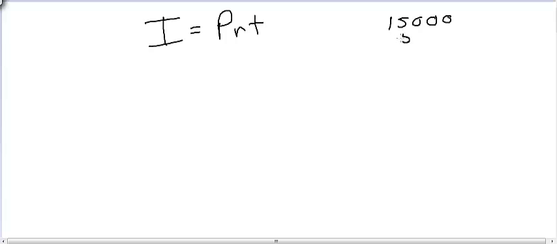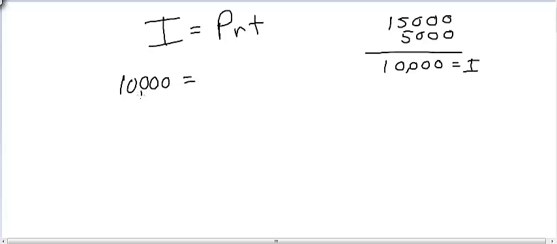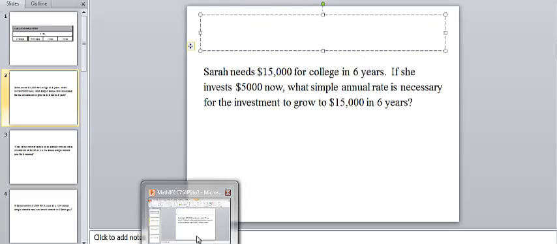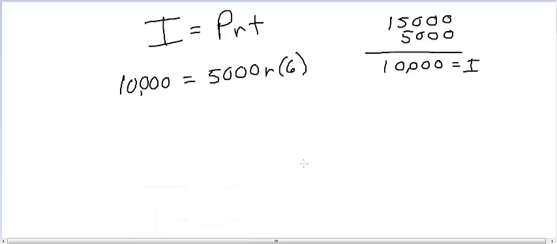So using our formula, I equals PRT. Again, we want 15,000. We have 5,000. The difference is the interest that we want to make up. So 10,000 equals, we started with $5,000. The rate is what we don't know. We're trying to figure that out. And time is 6 years. So I put that in as well. So I put in all the important information. And again, the annual interest rate is what we want.